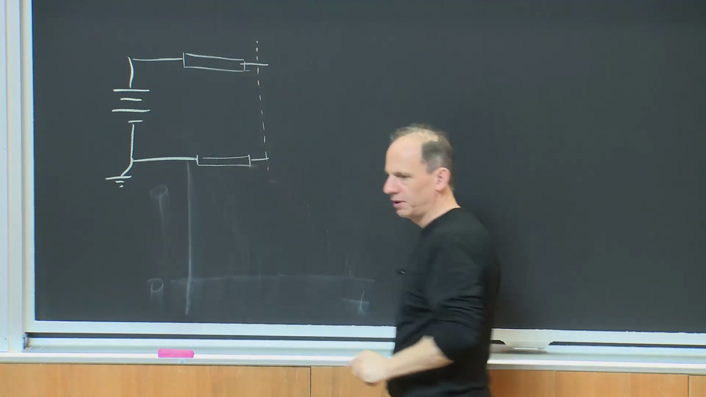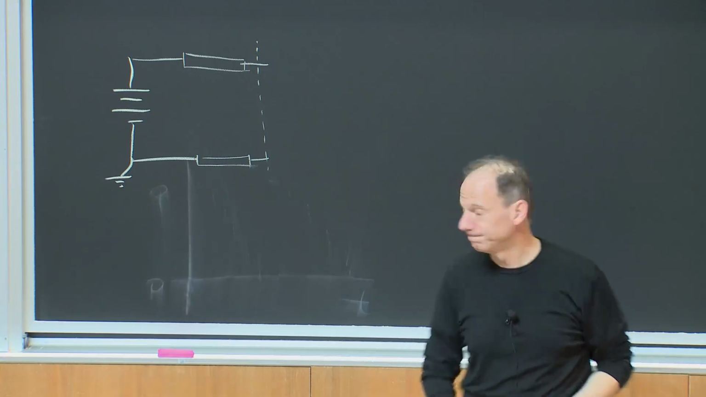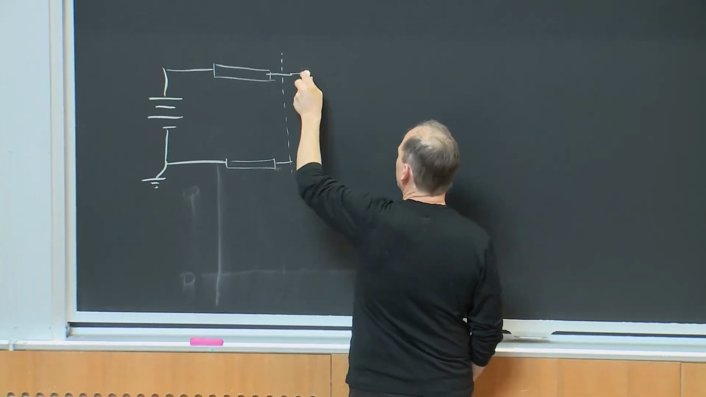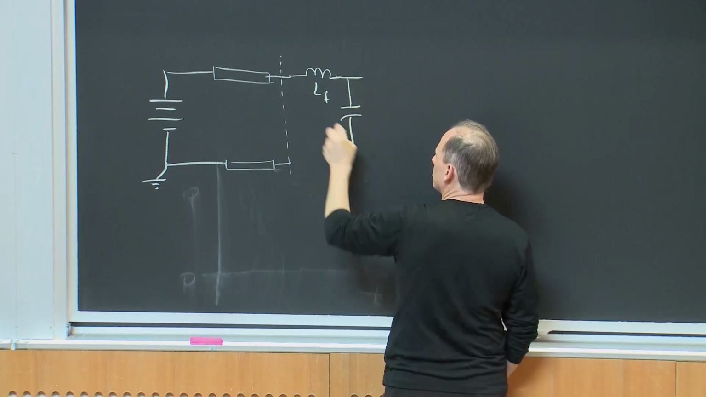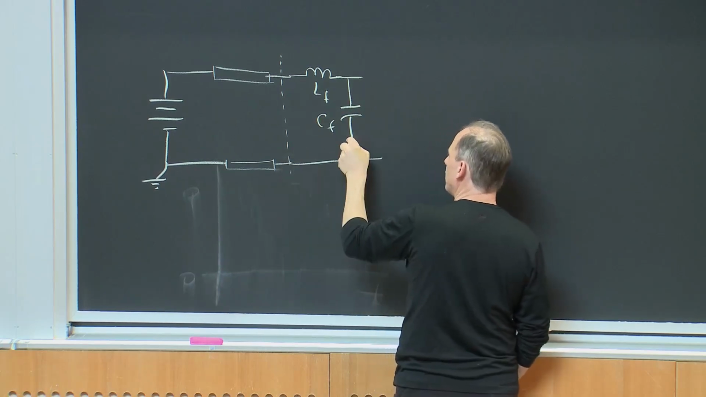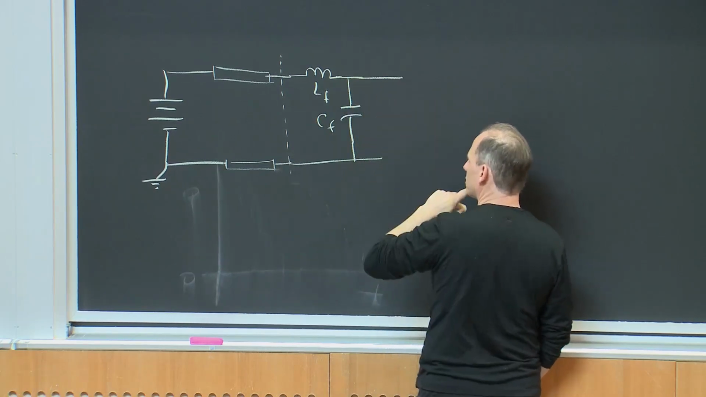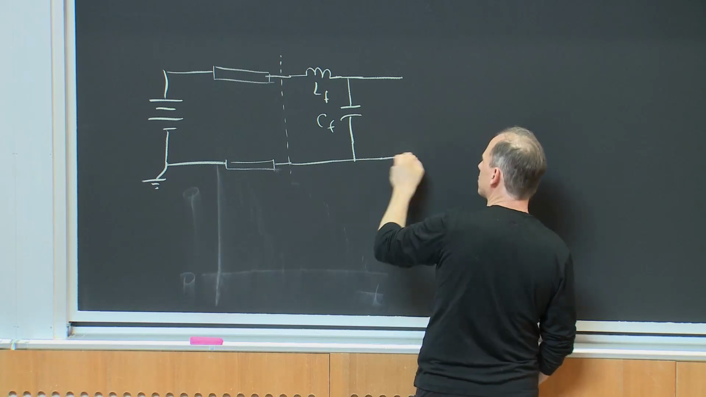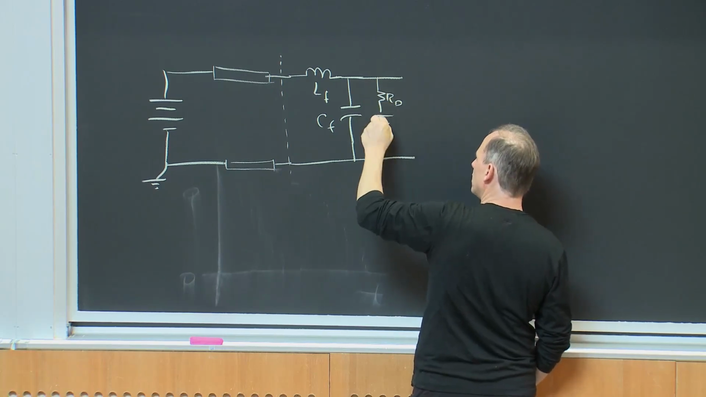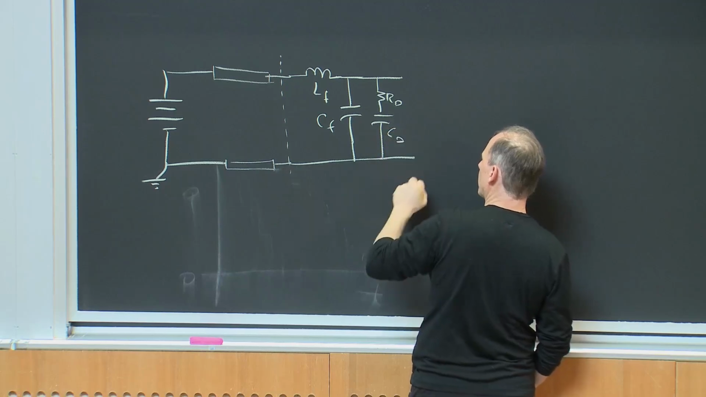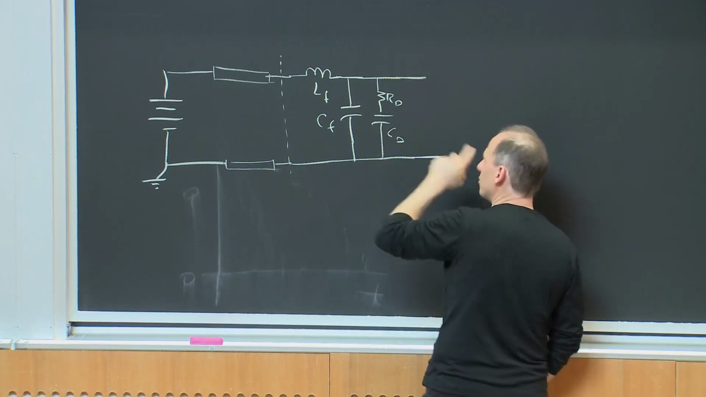Now I'm going to dutifully put in my EMI filter. So maybe I have LF, CF, and I'll be really smart. Maybe I'll say, let me put in a damping resistor. So here I have RD and CD. So I've sort of done my damping job here.